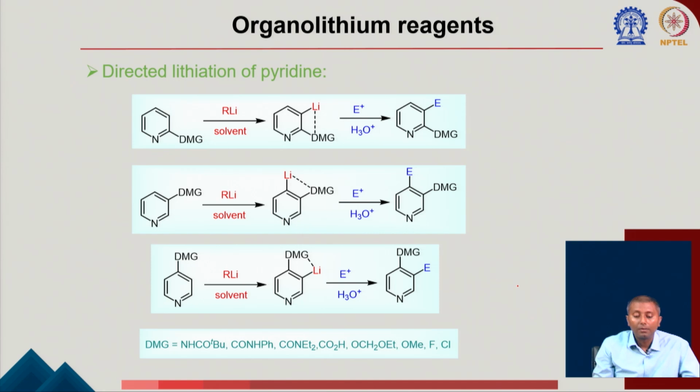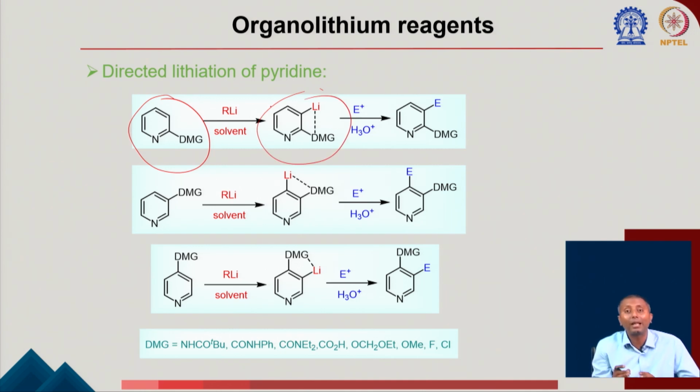So now we are going to talk about the directed lithiation of pyridine, because pyridine itself is electron deficient. The problem is, if you take an organolithium and treat it with pyridine, what is going to happen? It is going to go for a 1,2 addition. It can add to the C2 or the C4 position. So if you want to go for a proton abstraction to generate a lithiated pyridine species, then the directing group is very important, so that the lithium coordinates with the directing group first, and then it can go for a proton abstraction to generate this lithium species, which can trap with the corresponding electrophile.